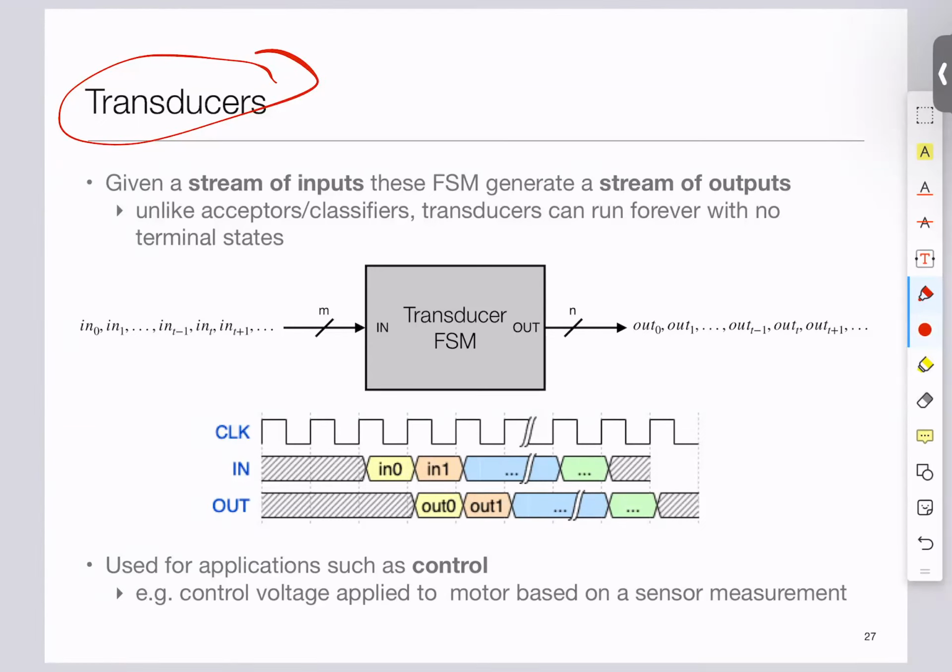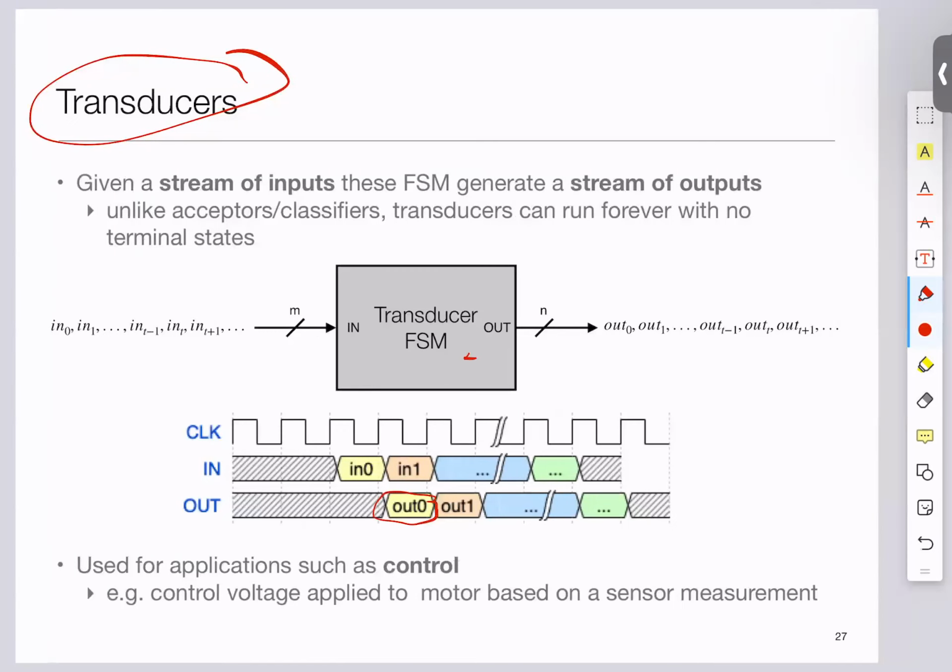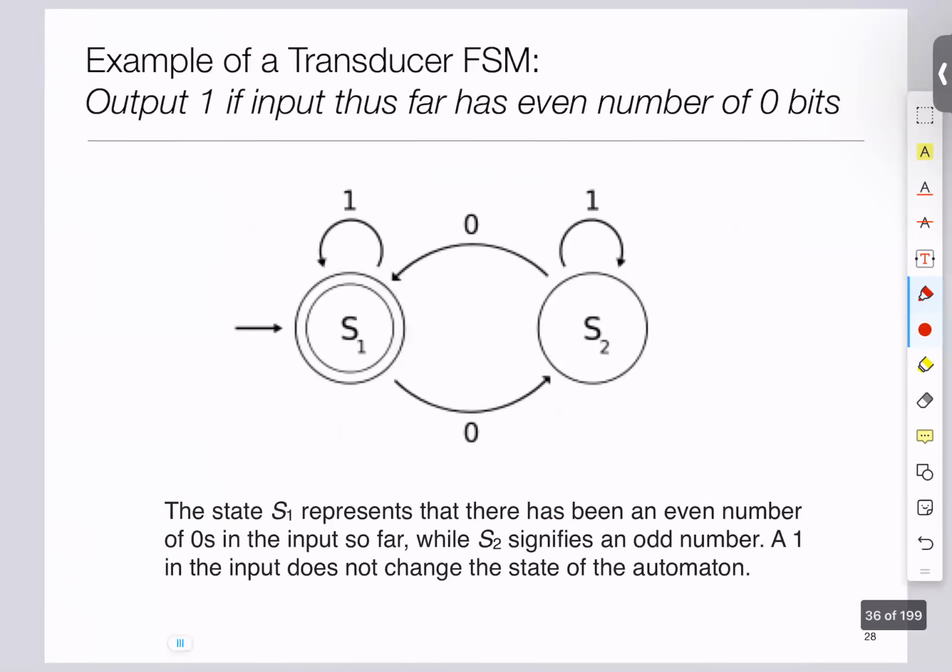Now, of course, a finite state machine will take some time to do this. So unlike combinational logic, the output will appear at least 1 clock tick later, potentially more, depending upon how much time the finite state machine takes. So that's the concept of a transducer. So now let's look at an example.